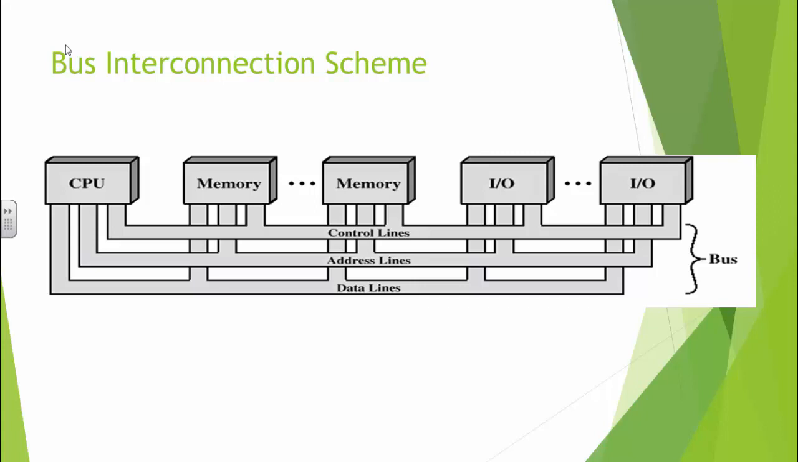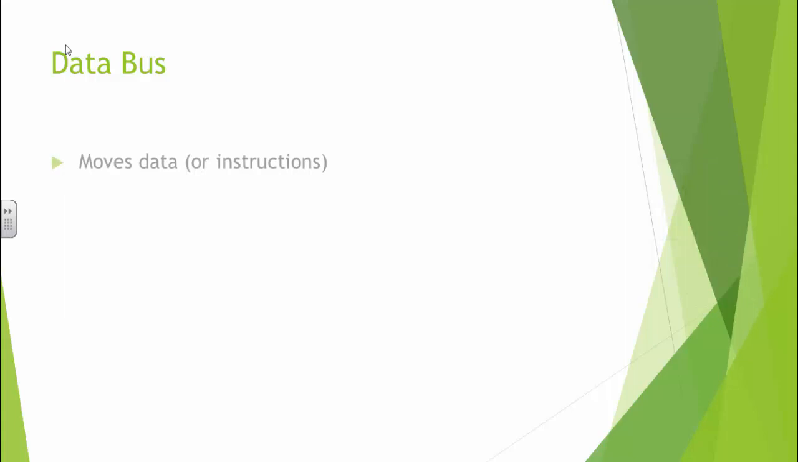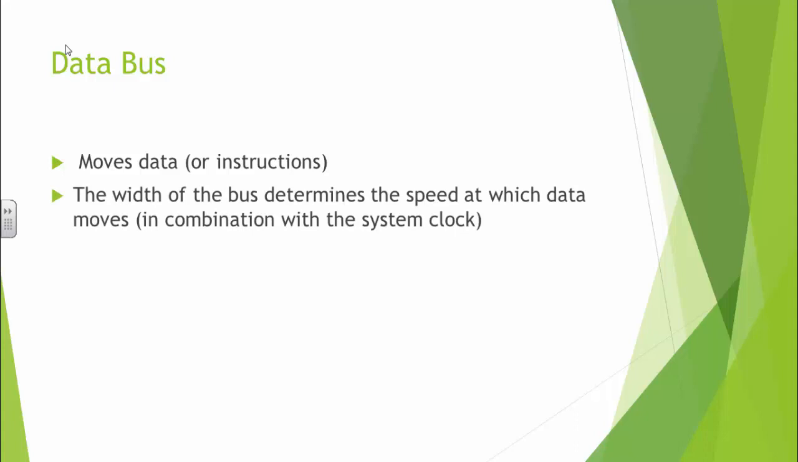We have 3 different kinds of buses, each connecting every component, and we should unpack each one of these buses individually. So the data bus, go figure, moves data. And instructions can be lumped inside this data box. The width of the bus determines the speed at which data moves.